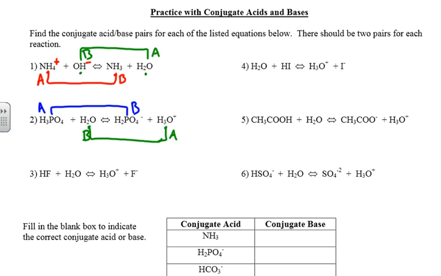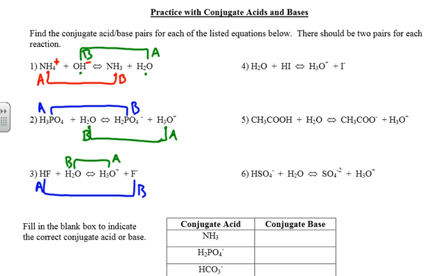Number 3, HF, hydrofluoric acid, and water turns into hydronium and the fluoride ion. I recognize that HF and F are similar. I recognize that HF has an extra hydrogen compared to the fluoride, so HF is the conjugate acid, and its conjugate base is the fluoride. The water and the hydronium are related by one hydrogen. The one with the extra hydrogen is the acid. The one with one less hydrogen is the base.